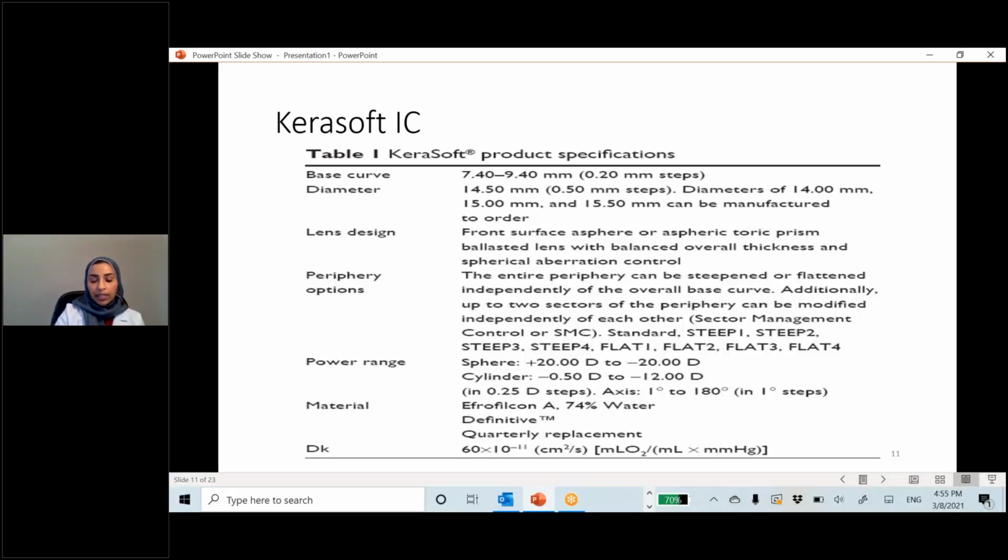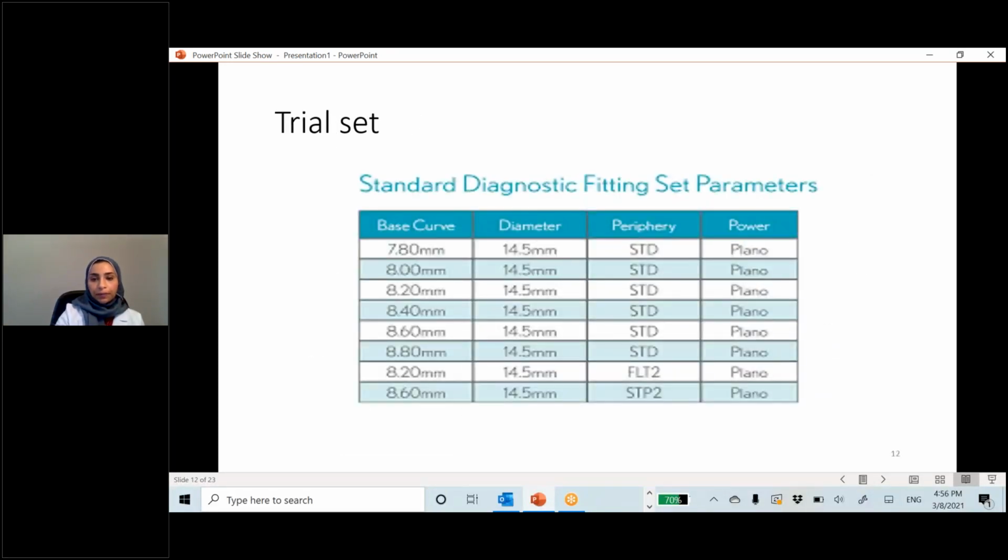The power range is pretty extensive, and the cylindrical component here is also extensive. And I know that a lot of the time we shy away from providing the highest cylinder power when we're fitting a standard soft toric lens for our astigmatic patient. However, with this lens design, we want to actually provide the maximum amount of cylinder power that we will refract. The patient will achieve their visual benefit in doing so. The material, as I said before, the DK is 60. This is the silicone hydrogel material in this lens.